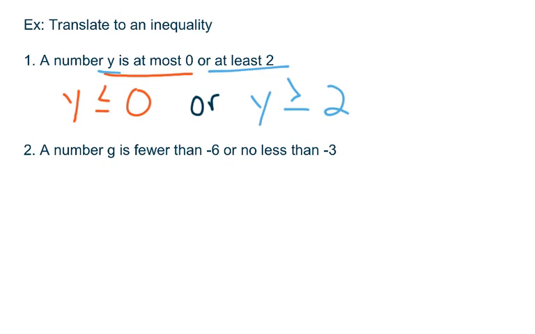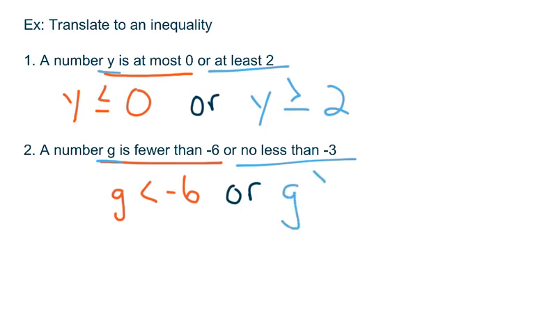Y is less than or equal to 0, or y is greater than or equal to 2. Number 2, a number g is fewer than negative 6, or no less than negative 3. Okay, so we'll start with a number g is fewer than negative 6. So that's g, fewer than is less than negative 6. Going to need the word or, and then we'll do the second part, no less than negative 3. Number g, no less than means greater than or equal to, again, negative 3.